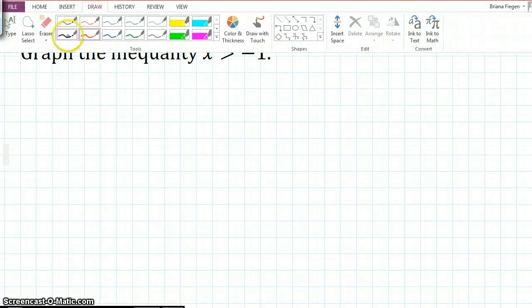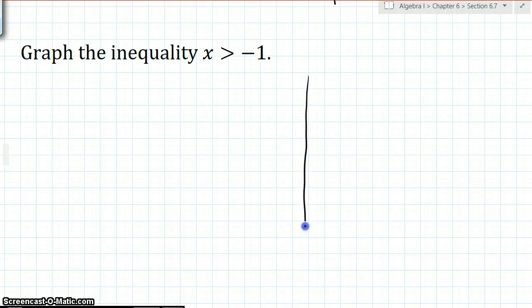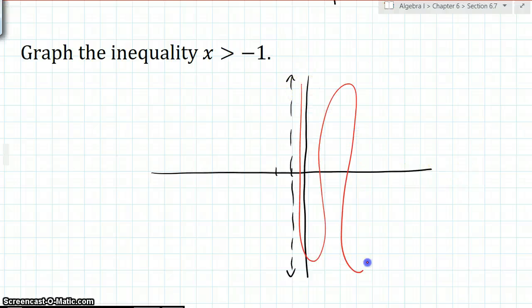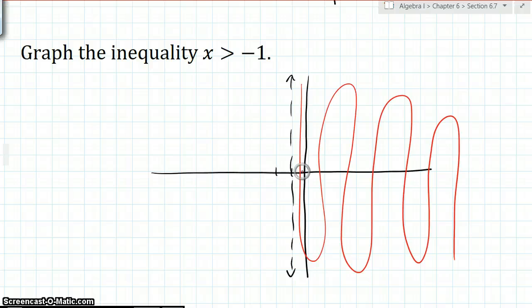And this one is just the same, except it is a vertical line. If I have x is greater than -1, I have a line at x is -1. It's a dashed line because it's just greater than, not greater than or equal to. Anything greater than -1 is on this side, so I shade there. And if I check the point 0, 0, is 0 greater than -1? Yes, it is. So you should shade on this side.